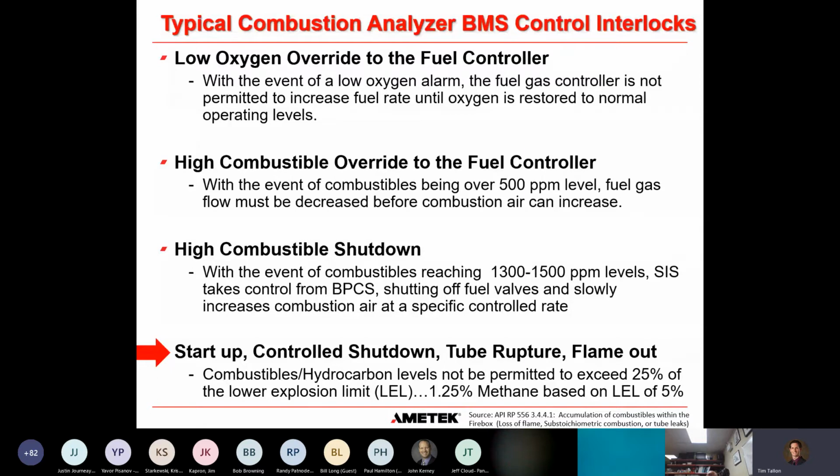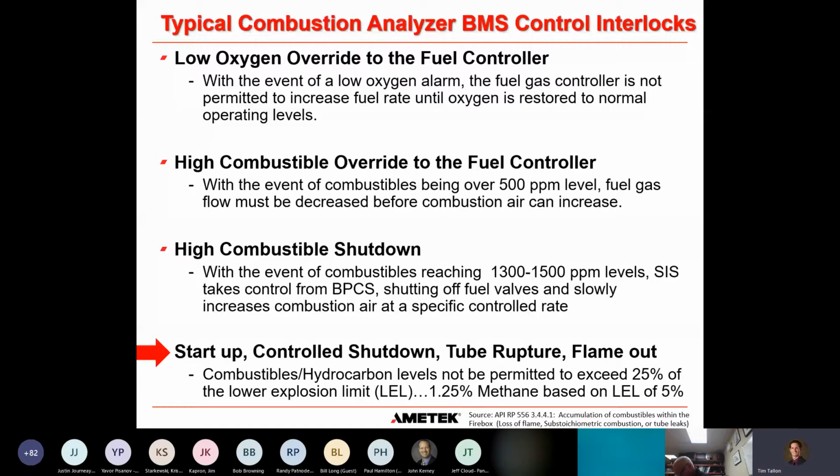Now, where does this all fit into the overall interlock picture? According to API 556, second edition, there are multiple combustion interlocks that you would have for control. You would have your low oxygen override for the fuel controller. You would have your high combustibles override for the fuel controller. You'd have your high combustible shutdown, and you'd also have a startup controlled shutdown using combustibles or hydrocarbon detection not to exceed 25% of the LEL.